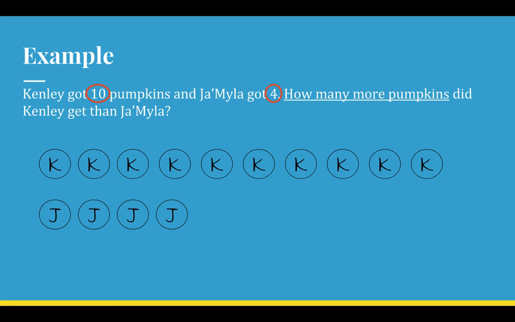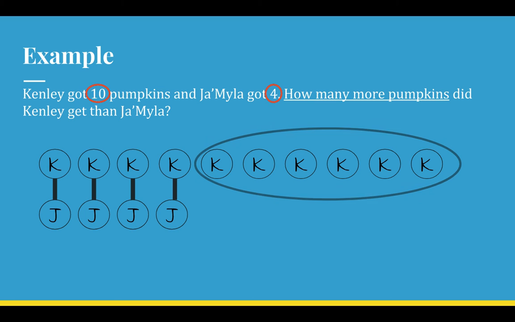So I'm going to draw a line in between the ones that have partners. Jamila had 4, so I can match those pumpkins that Jamila had to some of the pumpkins that Kenley had. The ones that don't match up or have a partner are the extra ones. I see those ones are right over here. That tells me that 6 pumpkins are left over. So Kenley had 6 more pumpkins than Jamila.